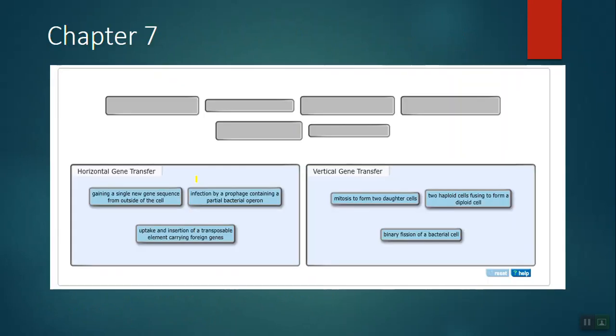All right, and so here are these different types of horizontal gene transfers: gaining a single new gene sequence from outside the cell, transformation; infection by a prophage, transduction; uptake and insertion of a transposable element carrying genes. Those are all horizontal gene transfers. Vertical gene transfers go from one generation to the next: mitosis to form daughter cells, binary fission, and two haploid cells fusing to form a diploid cell. This is actually sexual reproduction, and we don't find that in bacteria, but we find it in things like fungus or in protists that are sexually reproducing.